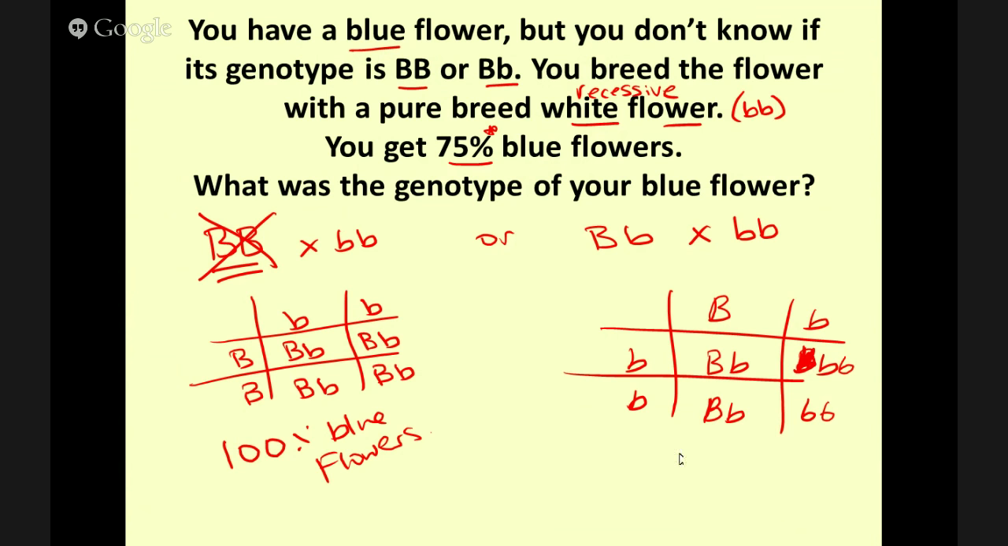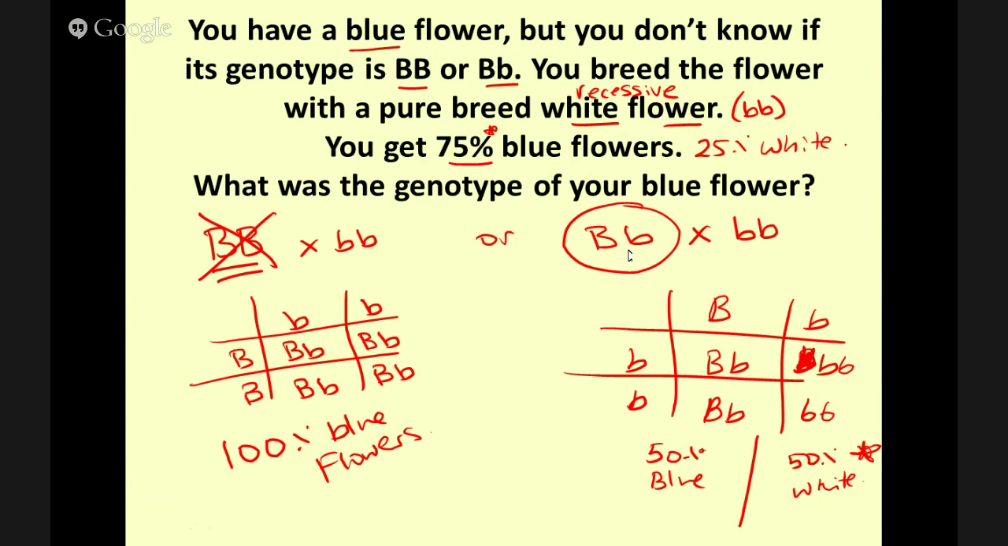So in this case, it's predicting that it should be 50% blue and 50% white. But the fact that there was any white flowers at all, so if you're 75% blue, you're implying there that there was 25% white, right? So if any white flowers at all showed up, you know it had to be this one, big B, little b. So the genotype of my blue flower is big B, little b, because this is the only genotype that would result in me getting some white flowers from the mixture, okay?